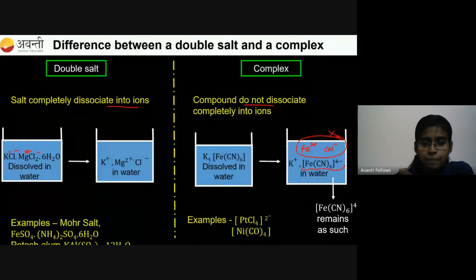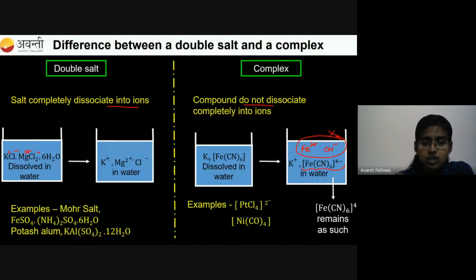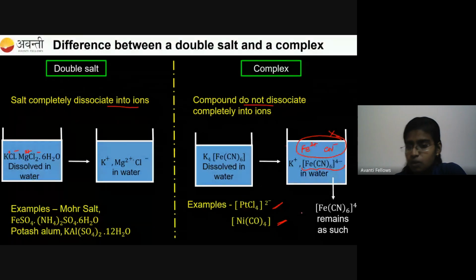Okay. And some examples of double salts are given to you: Mohr's salt, ferrous sulfate, ammonium sulfate hexahydrate, and potash alum, KAl(SO4)2.12H2O. So you have to study all the names and formulas of the double salts. And the examples for coordination complexes are also given to you, the same compounds which we have seen on the last slide. Okay, platinum complex and nickel complex.